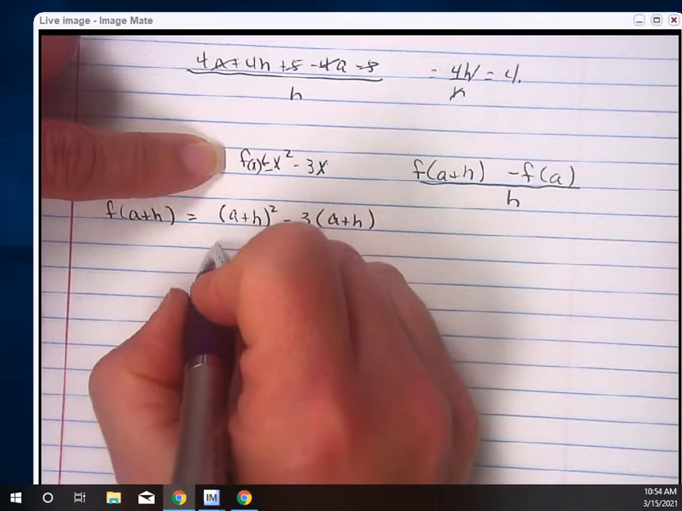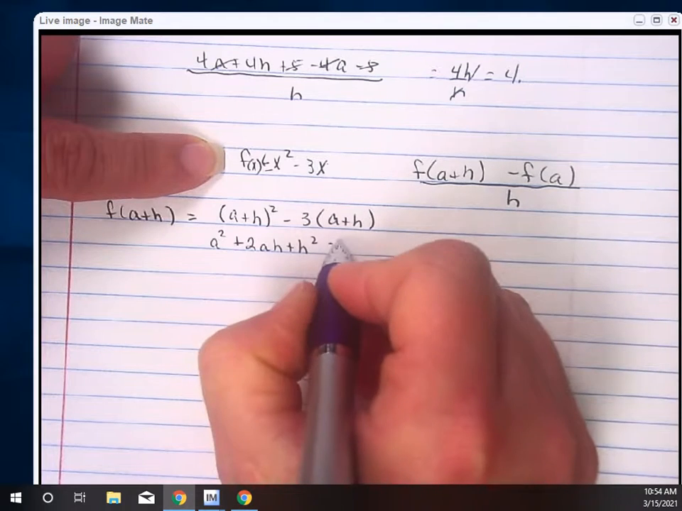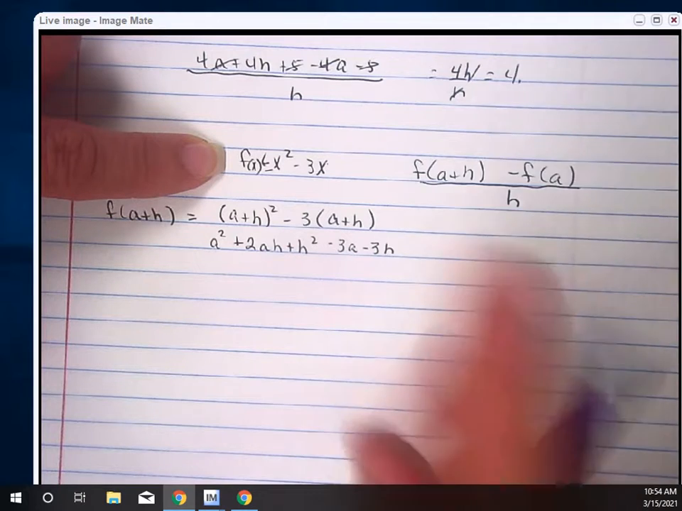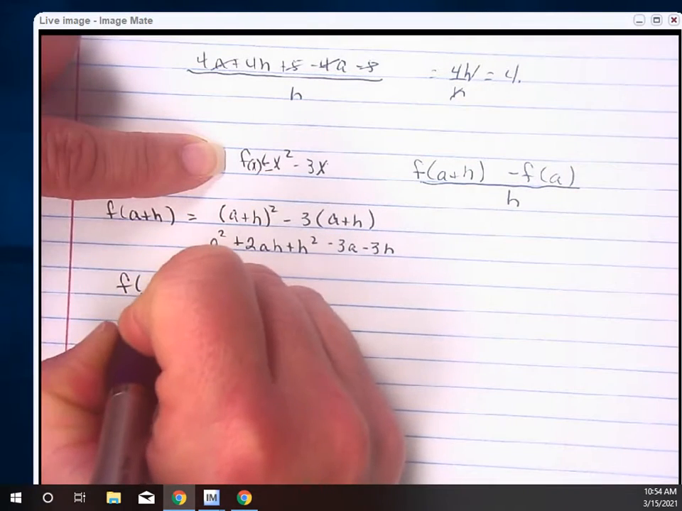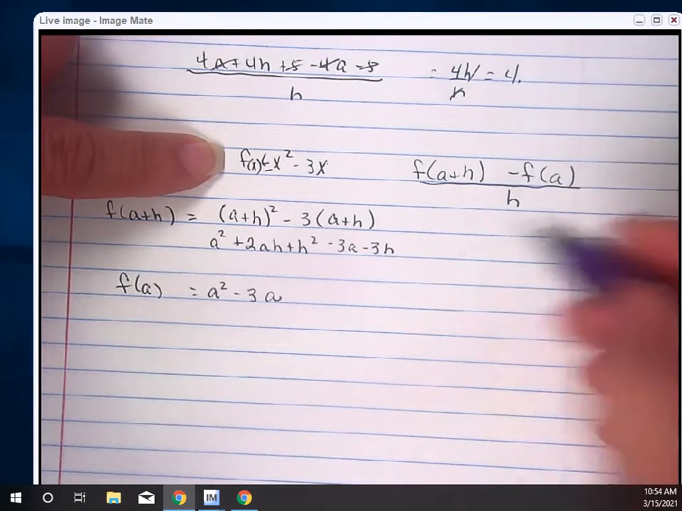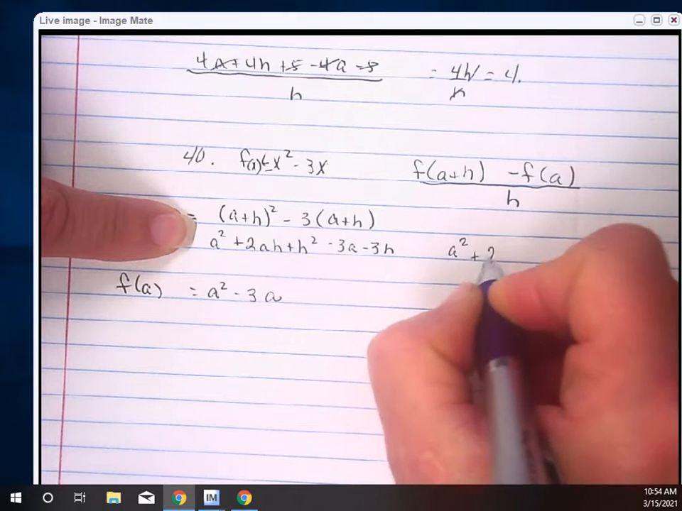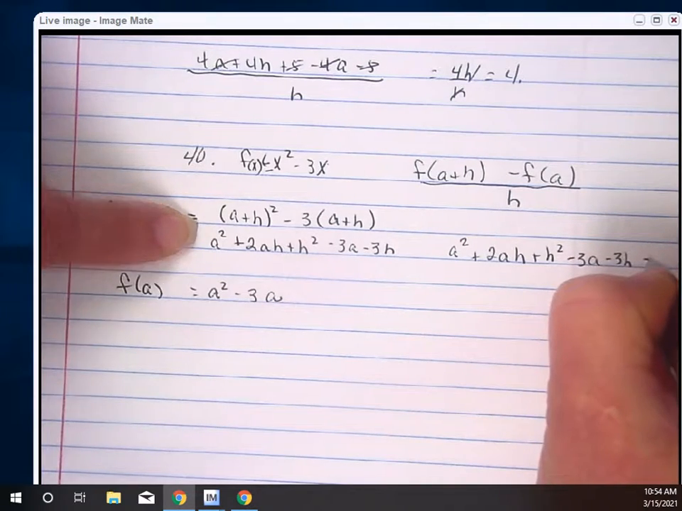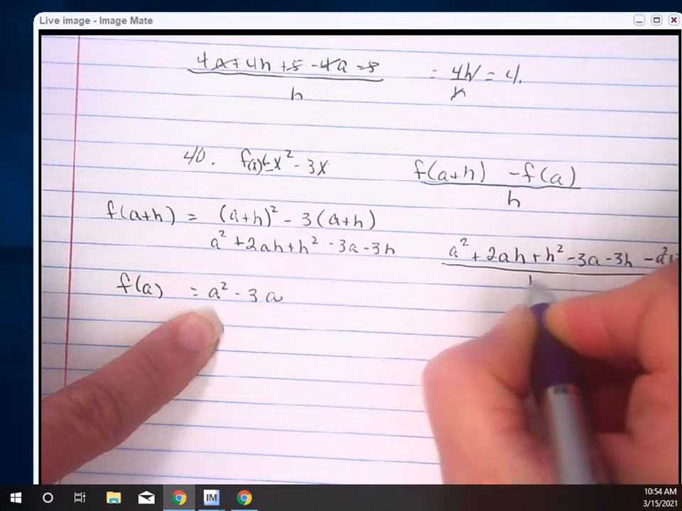And now FOIL it. A squared plus 2ah plus h squared. Distribute the negative 3. Notice there's nothing I can combine. Then you're going to do f of a, a squared minus 3a. Now I'm going to substitute. F of a plus h is a squared plus 2ah plus h squared minus 3a minus 3h minus a squared plus 3a. Distribute that negative over h.